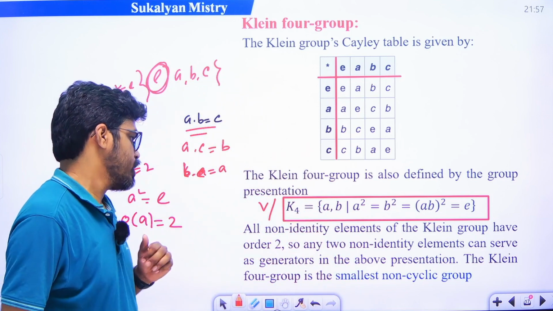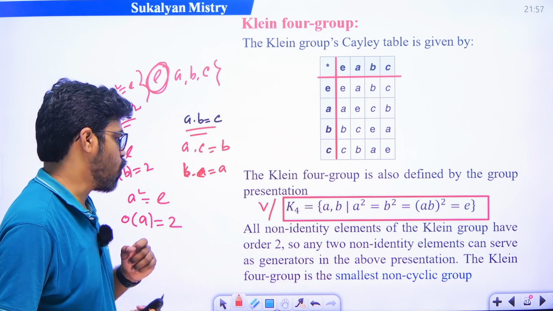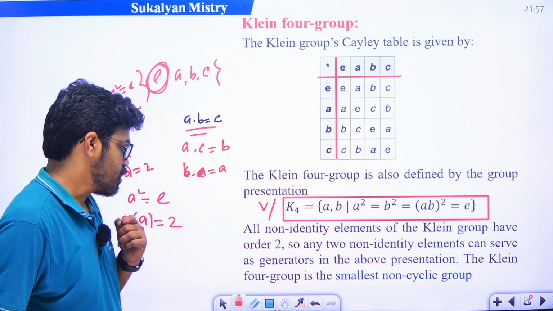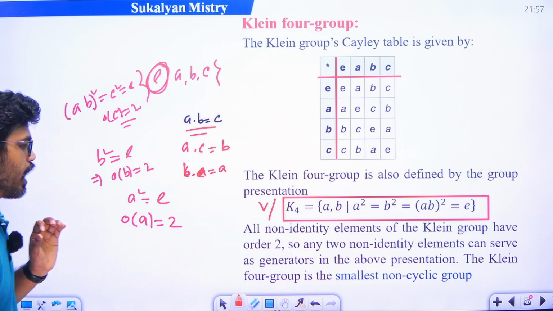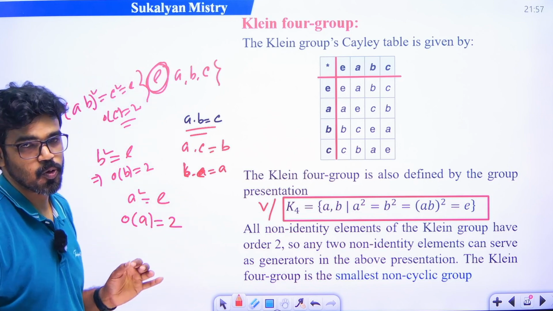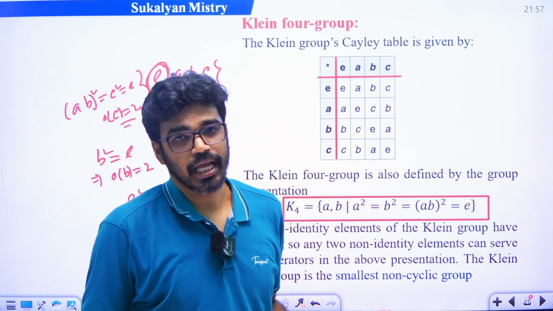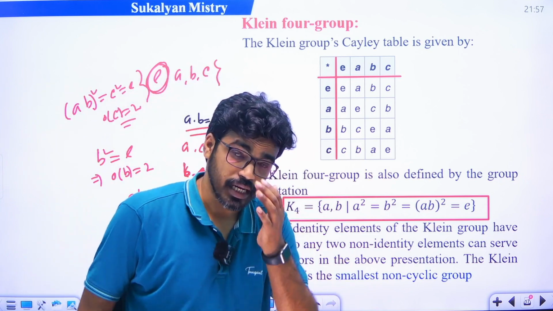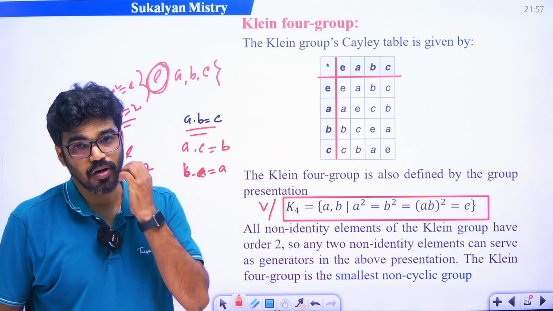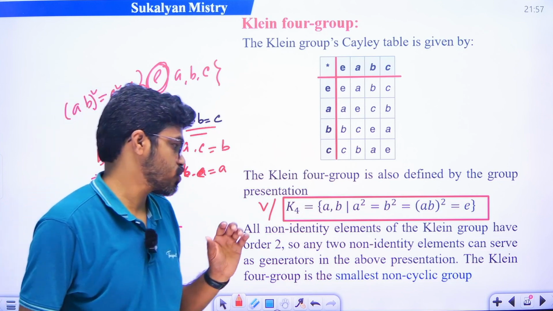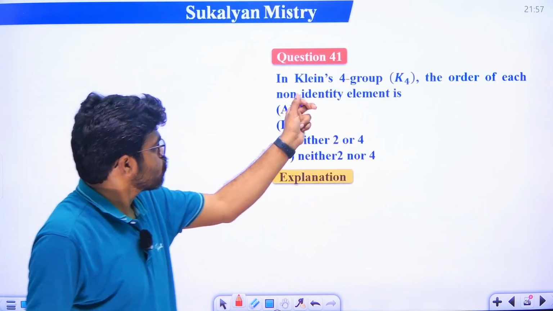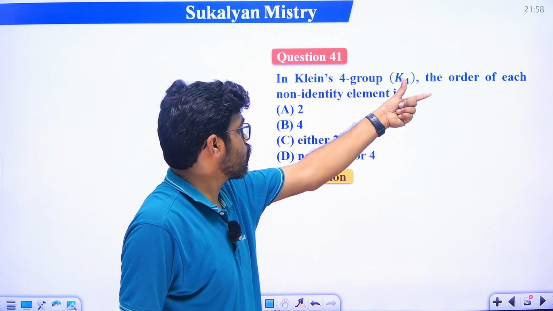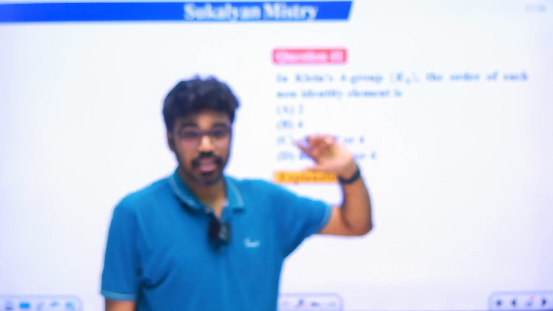Okay, in Klein's 4 group, the order of each non-identity element is 2. Okay? And it should be noted that Klein's 4 group is a non-cyclic group. Klein's 4 group is abelian, but it is not cyclic. So this is the smallest non-cyclic group. So in the question we have to find, in Klein's 4 group, the order of each non-identity element.